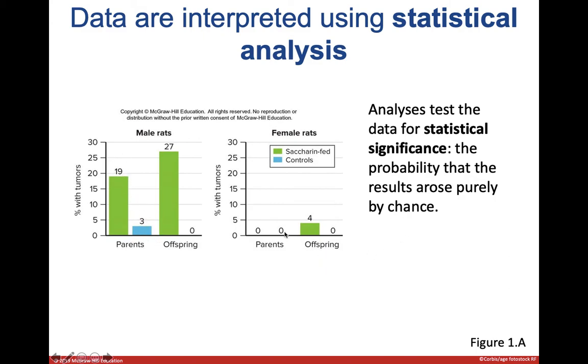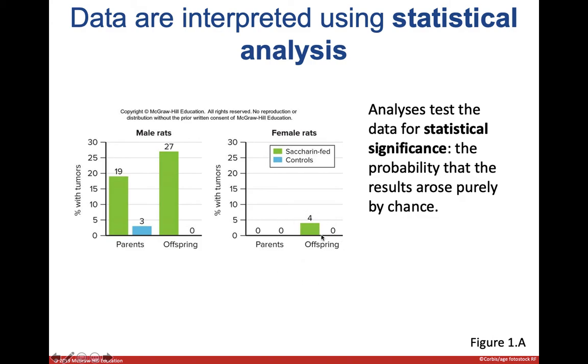Now over here, you can see it as well. 27 and 0, drastic difference. The saccharin obviously influences the likelihood of a rat developing cancer. That's very clear to see. The statistical test would show that as well.